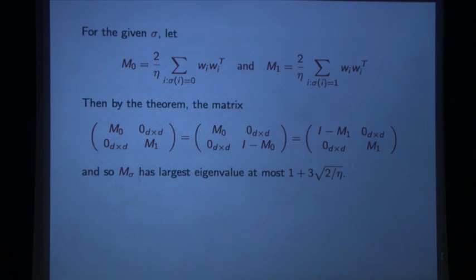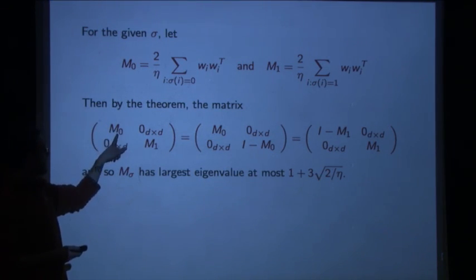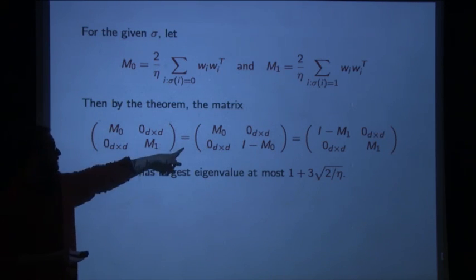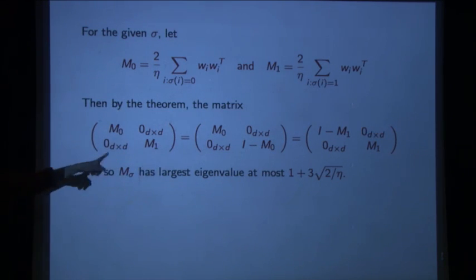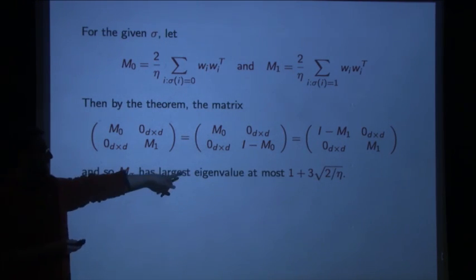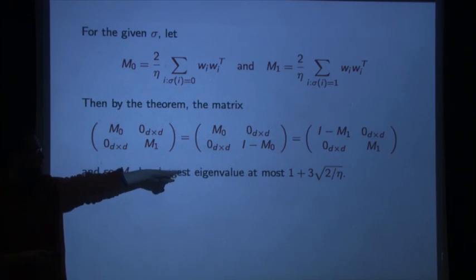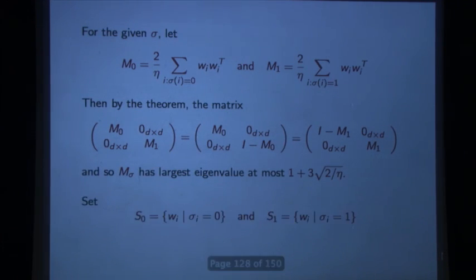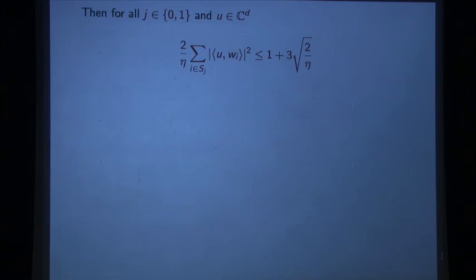So take that sigma and form the collection the way that you would think. All the things that were assigned 0, you put into set 0. And all the things that were assigned 1, you put into set 1. And by the theorem, you have that this matrix, which is M0, I minus M0, or I minus M1, M1, has largest eigenvalue at most 1 plus 3 square roots of epsilon, where epsilon was R^2 over eta. We already did that.